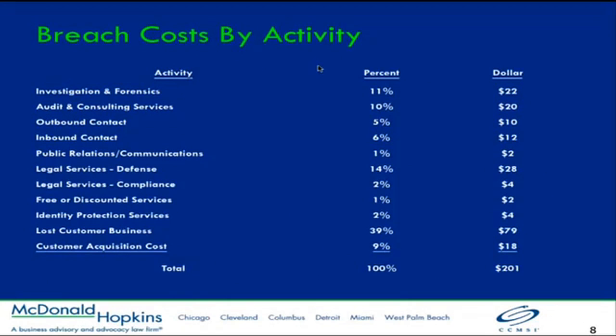Folks often ask us, as I was just talking about the $201 per individual in a breach, for cost, well, how does that break down? So we'd like to throw this slide in simply to show all of the different types of things that go into the cost of a data breach. Investigation and forensics, auditing and consulting services, different communications, inbound and outbound. Public relations, communications is critical in these types of events, as you've seen for those that have played out in the media. Of course, legal services, not inexpensive.